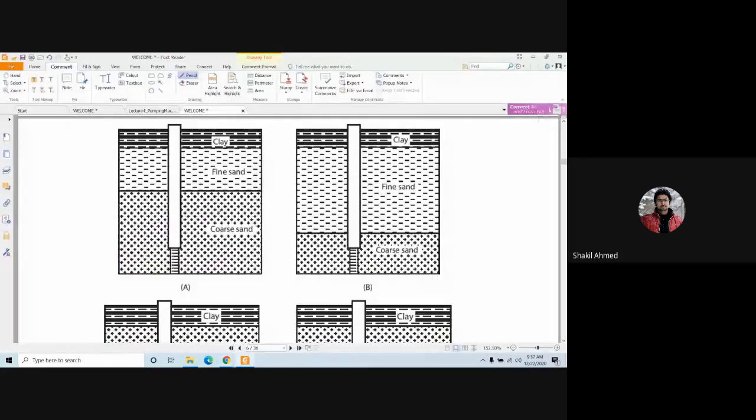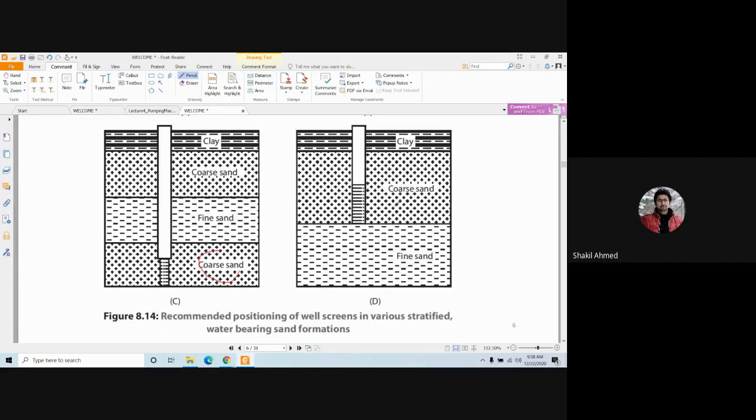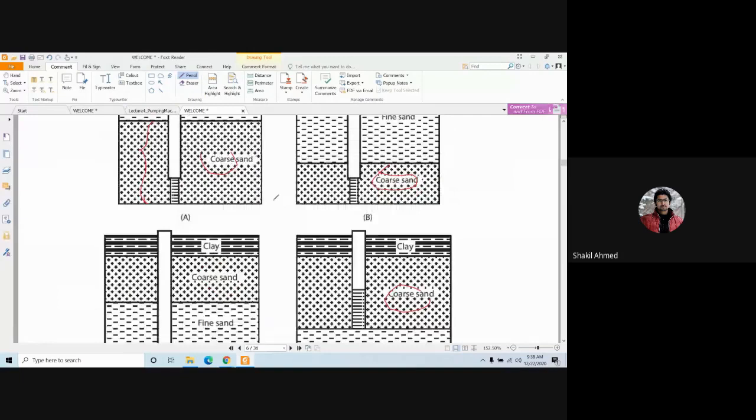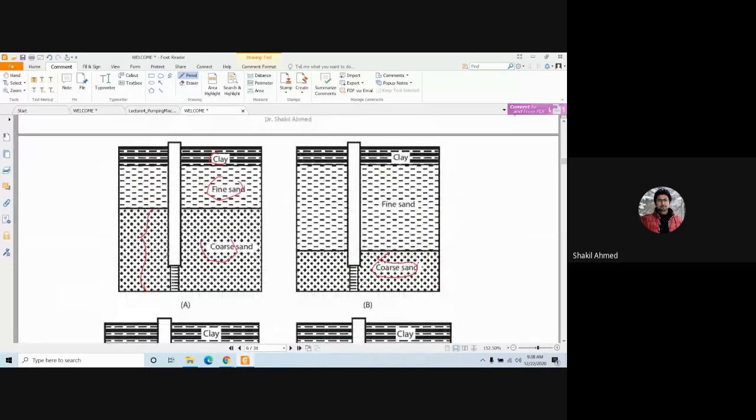For example, we see that we have a soil layer here: clay, fine sand. Fine means a smaller particle. Coarse means a larger particle. That means aquifers are expected to be in this layer. Let's call this the aquifer. So what will be the screen position? Of course, you need to locate the screen in the aquifer.